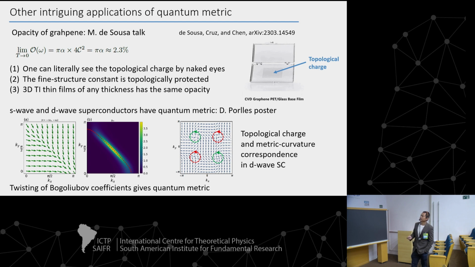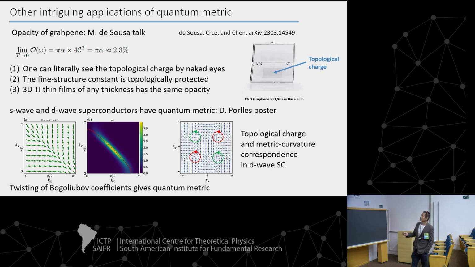If you take these Bogoliubov coefficients that you learned in the textbook, and you plot them as a two-component vector field, this UK and VK, in the d-dimensional Brillouin zone, then the quantum metric is nothing but the twisting of this vector field. You see that here, it twists a lot near the Fermi surface, right? So it turns out that this twisting is just the quantum metric.